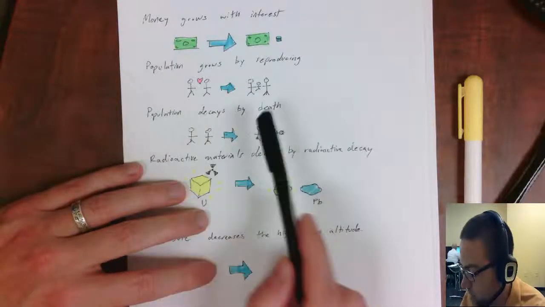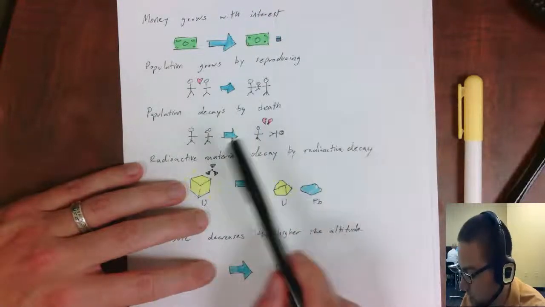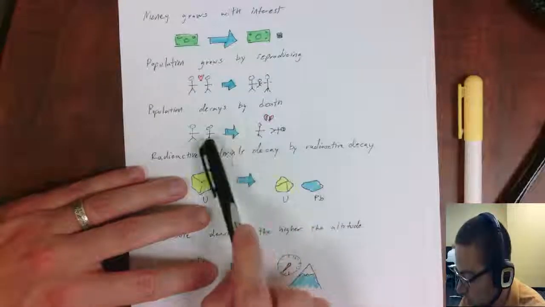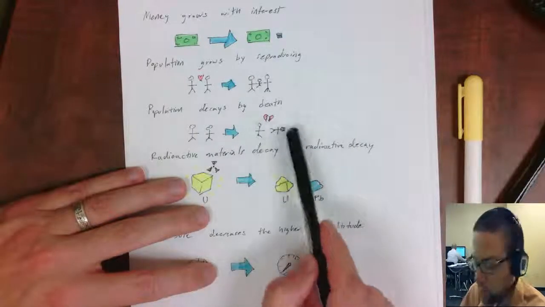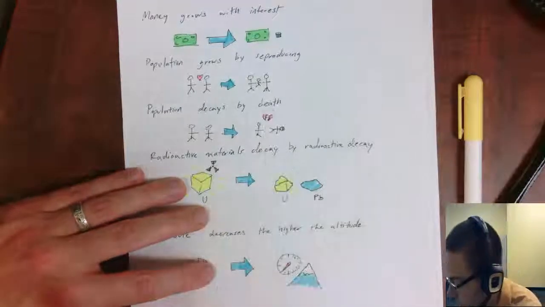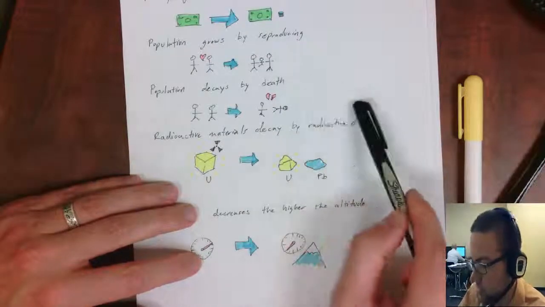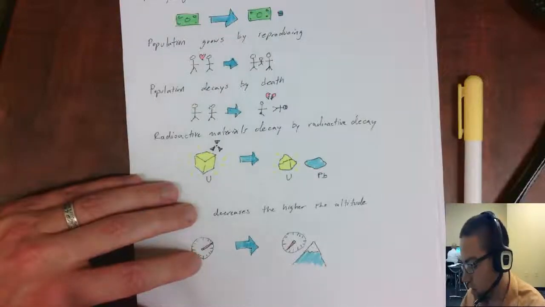But also populations decay, or they go down due to death if they're not reproducing at a higher rate. So it may be cut in half if half the people die. Yes, I have a broken heart there. And then the next generation, half the people die, and the next half the people die. So a population could go down.